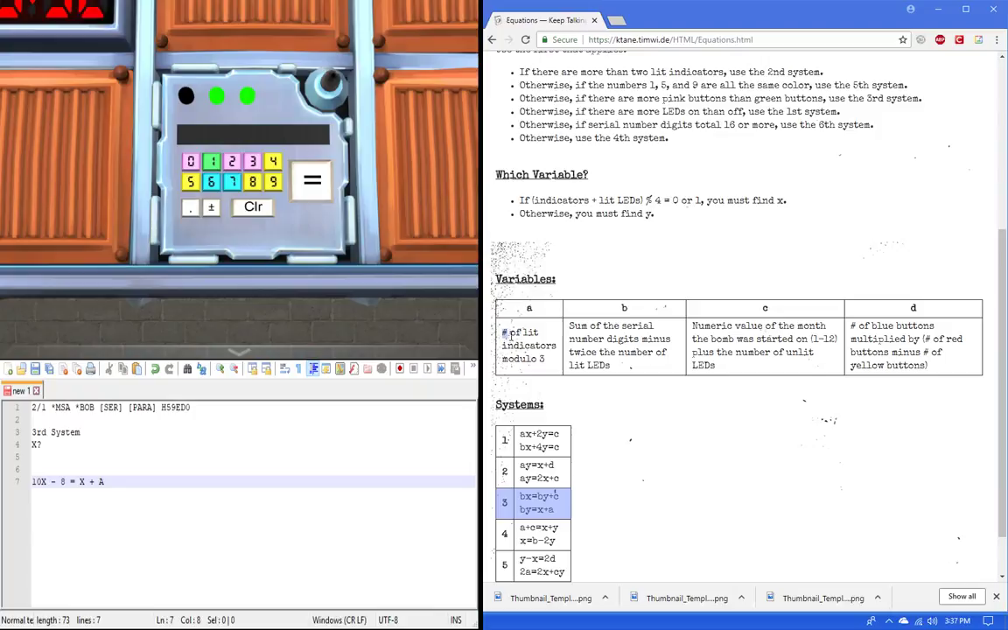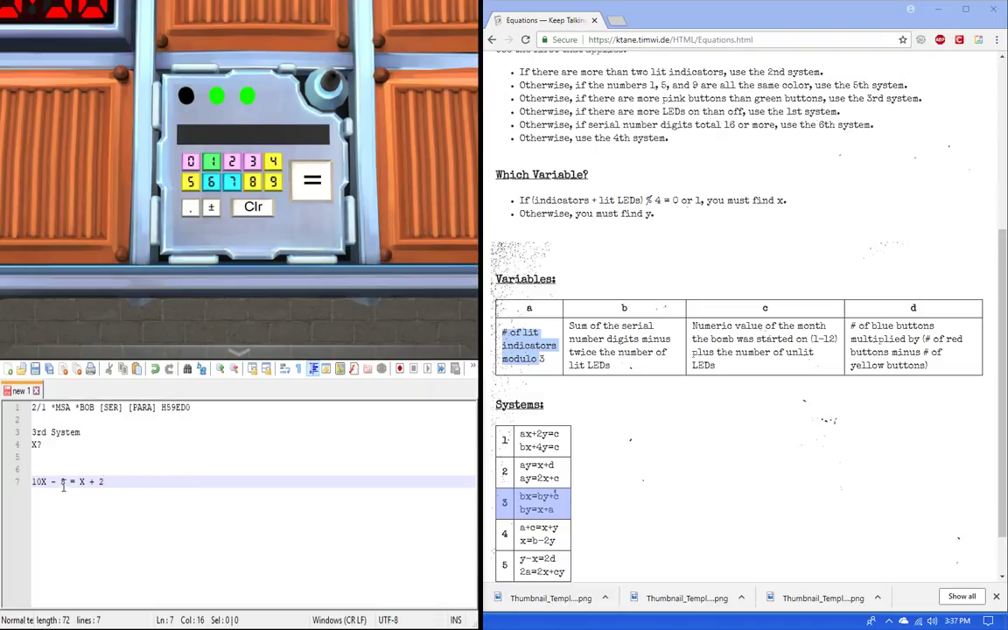So we have to find a. Number of lit indicators, module 3. So 2 module 3. The remainder after 2 divided by 3 is 2. So our remainder is 2. So that's going to be a 2. So x plus 2. And now we do a little bit more algebra with this.